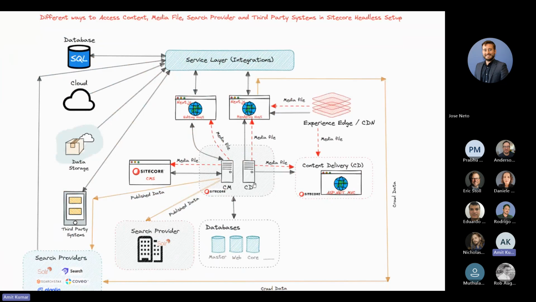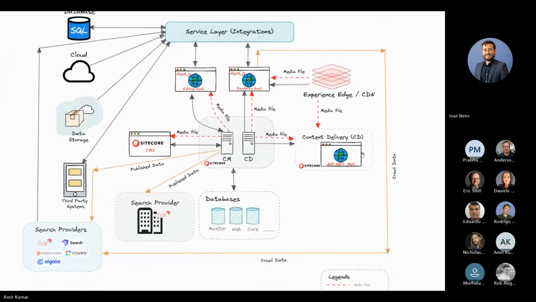So if you are using the CD for content delivery, then the rendering host for the end user application will get content and media items from the CD node. And if you are deploying your ASP.NET MVC application to the CD box, there also you will get the media file from the CD itself. You can get it, or if you are using any sort of CDN, from there also you can get it. And some clients are using Experience Edge also with XM and XP based headless implementation.